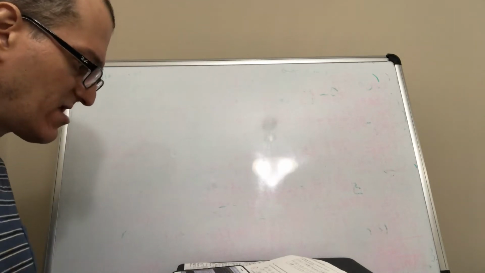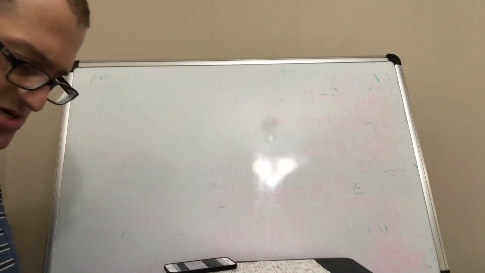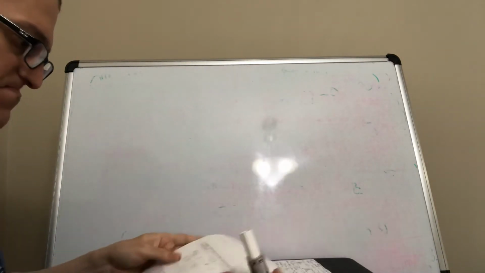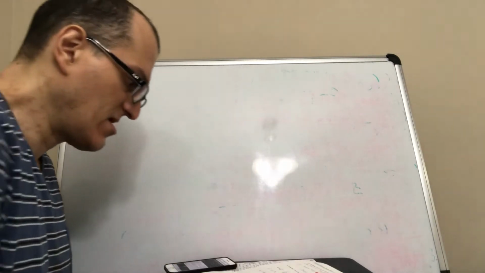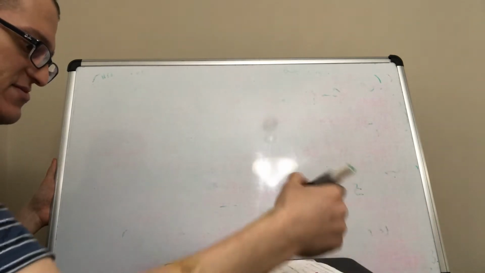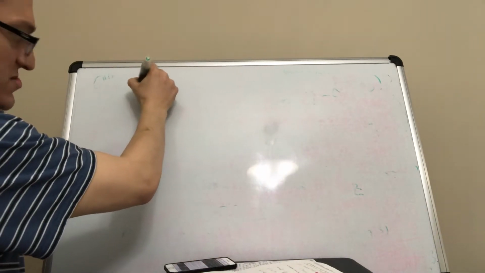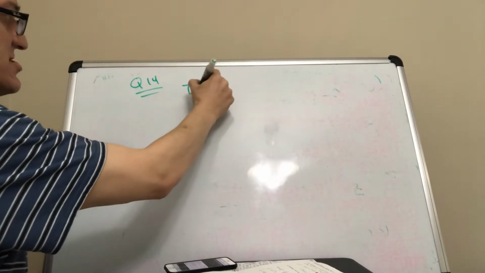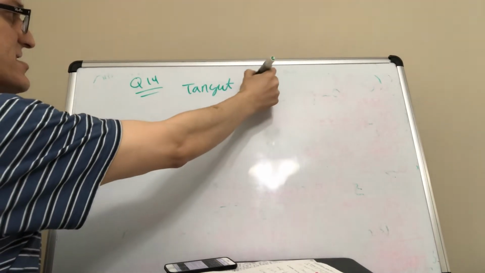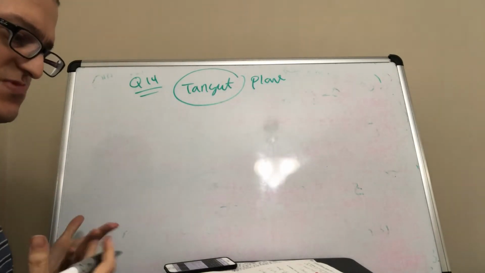Okay. The first question will start with a question in the midterm. Question 14: find the equation of the tangent plane at the point for the surface. Since it's a tangent plane, anytime you see tangent, it means that you need to find the derivative.